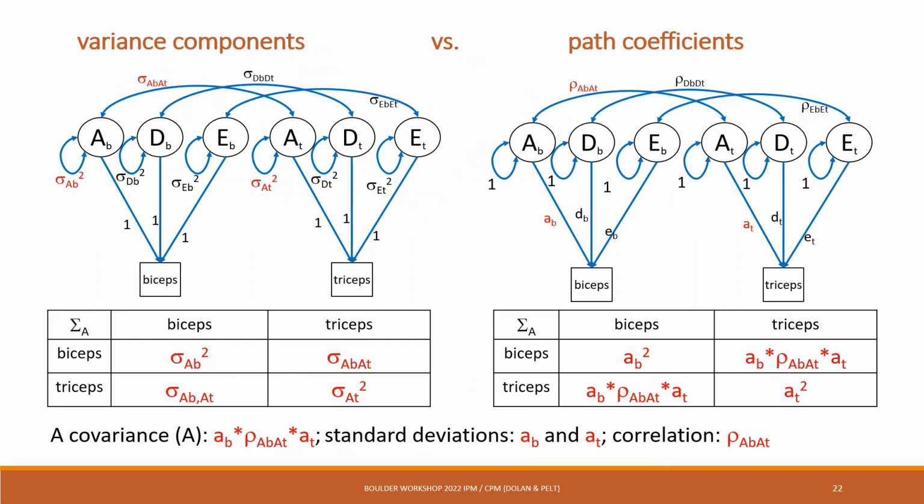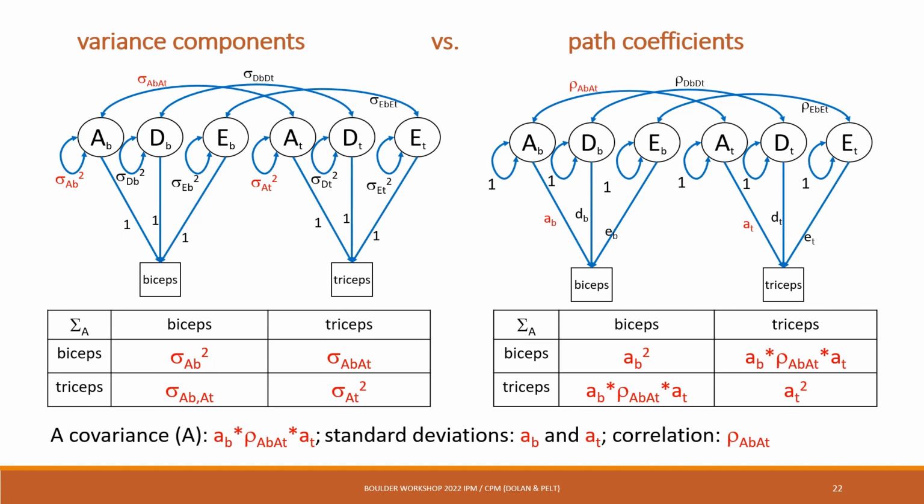Let's return briefly to the part of the model we're actually interested in, that is the decomposition of the covariance matrix of biceps and triceps, represented in a path diagram in two parameterizations. On the left, variance components; on the right, path coefficients. Generally, we use variance components to fit the model, especially if we want to test variance components. But we can represent the results once we have them using path coefficients if you like. And I do like. I think it's a nice way to represent the results.